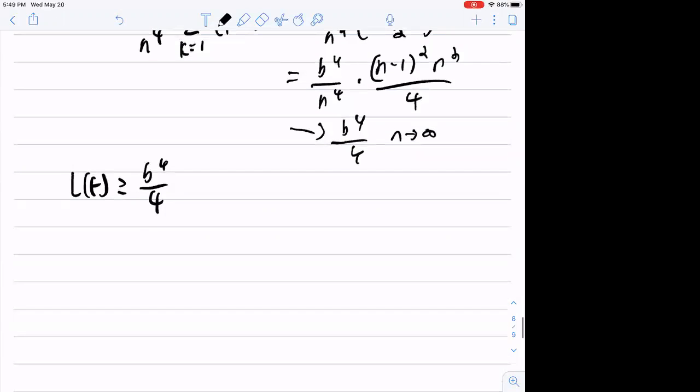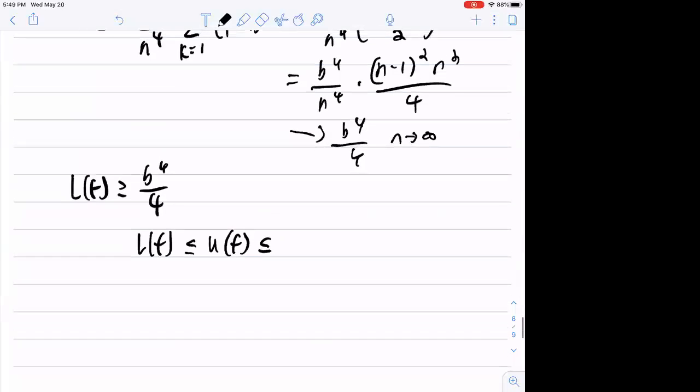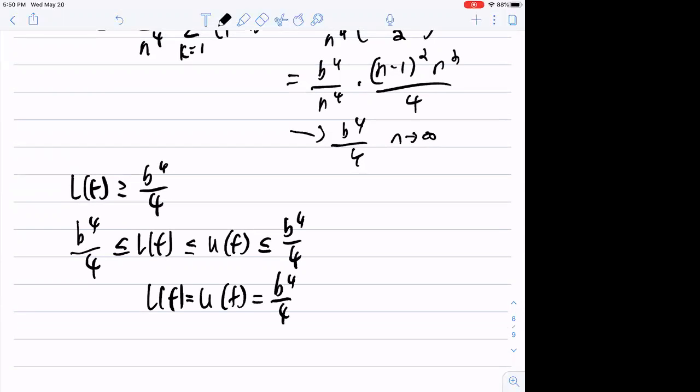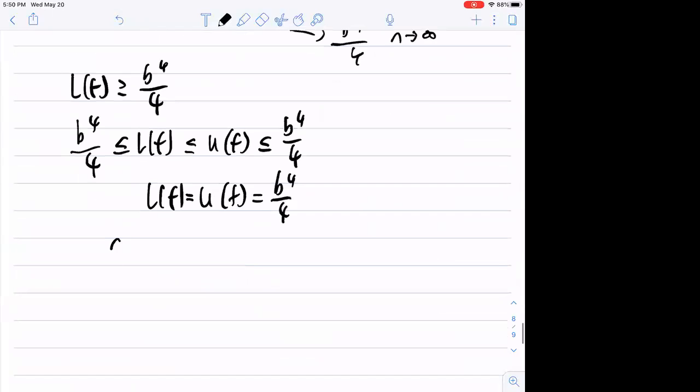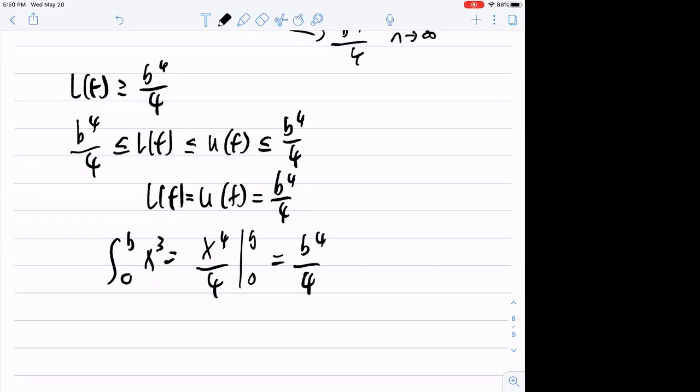But then you are done, right? Because L of f is smaller than or equal to U of f. We said that U of f was smaller than or equal to b to the fourth over 4, and this one's bigger than or equal to b to the fourth over 4. From this, you get equality, right? And I mean, it's obvious. If you integrate this, we all know how to integrate, but if we do it illegally, this is b to the fourth over 4, right? So you should expect to get this.